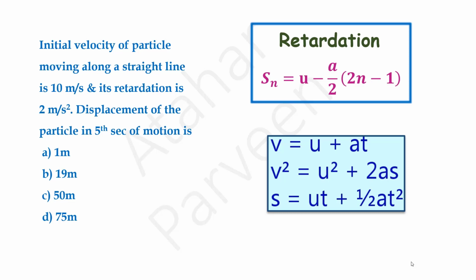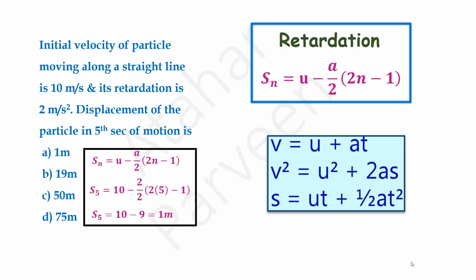So the question is, the initial velocity of a particle moving along a straight line is 10 meter per second and its retardation is 2 meter per second square. The displacement of the particle in the 5th second of motion is. So in this scenario, you can use this formula. Just substitute the values of the given acceleration, the initial velocity, and the nth second, which is 5 here. Substitute and find the displacement of the particle in that particular nth second. In this case, it will be 1 meter.